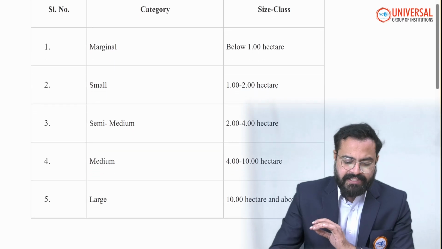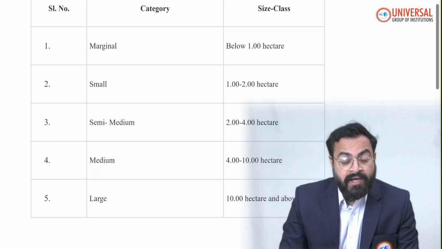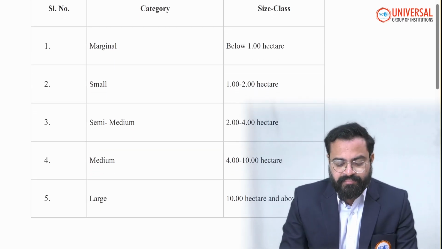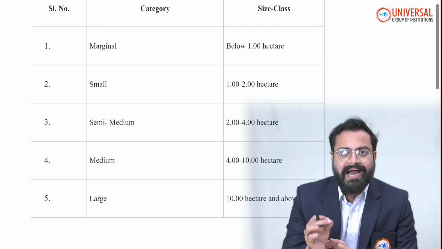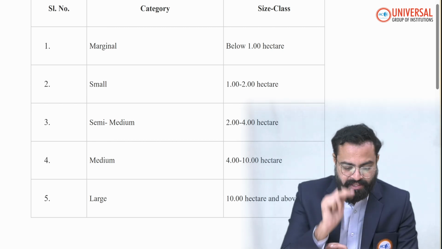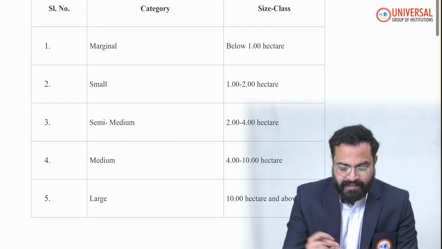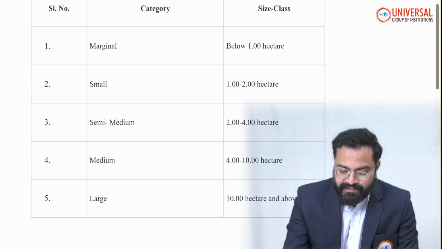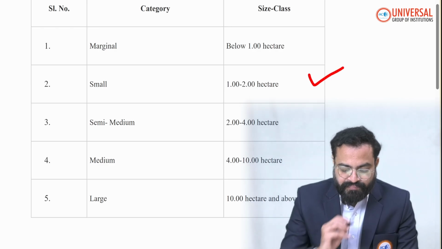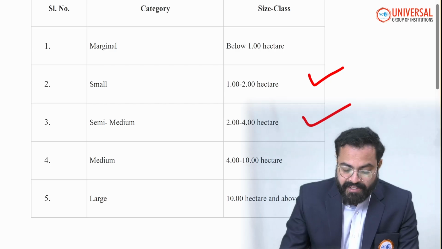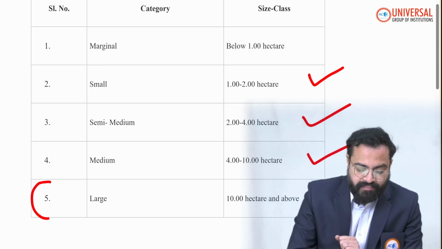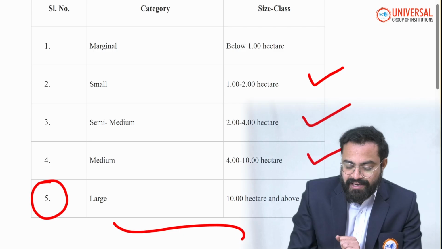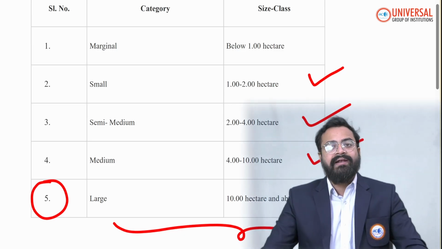Before we look at that, can you see here the category, the size and the class? Who is a marginal farmer? A marginal farmer is somebody who owns land less than 1 hectare. The next one, a small farmer, is somebody who owns land between 1 and 2 hectares. Semi-medium is somewhere between 2 and 4 hectares. Medium is 4 to 10. Large farmers own land in excess of 10 hectares.